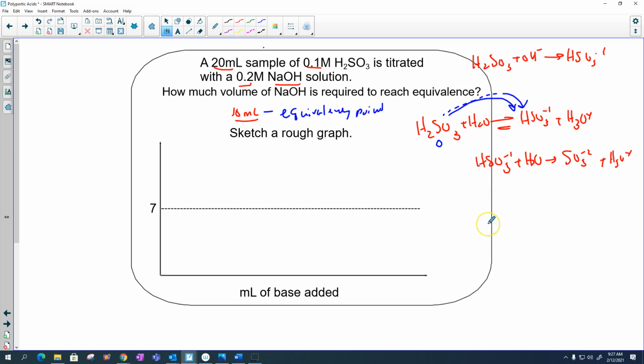There's actually going to be two equivalence points here. One at 10 milliliters. Let's call this 10 milliliters right here. And we're going to draw the next one at 20 milliliters. So then this stuff is going to run out. You'll have another 10 milliliters. All of this stuff gets moved over here. This is 10 milliliters. It's another 10 milliliters. What's this graph going to look like?